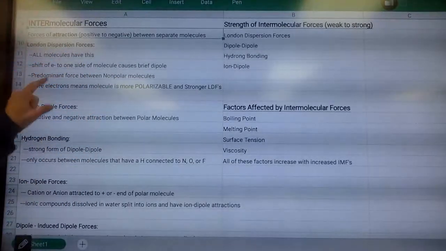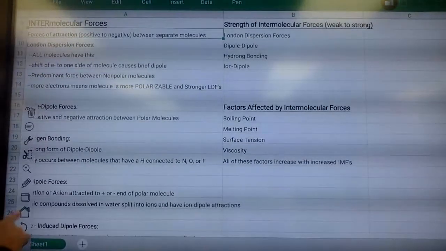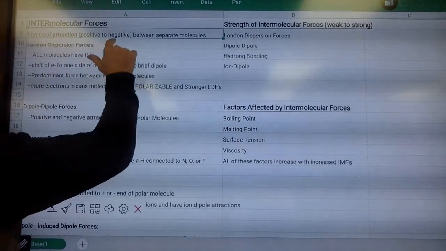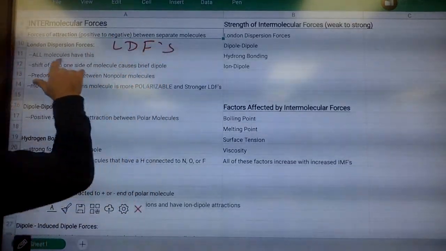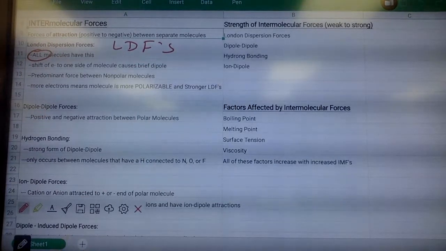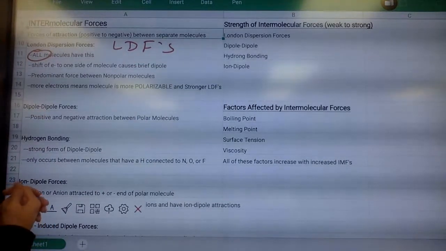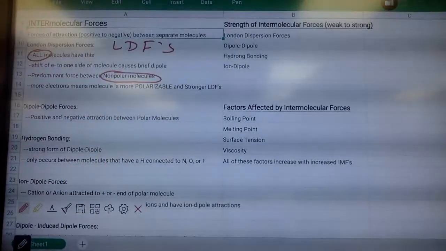So the first thing that's in all molecules are called London dispersion forces, or LDFs. So a lot of times we just write these as LDFs, London dispersion forces. All molecules have those. Every single molecule has these. Polar, nonpolar, every molecule has London dispersion forces. For nonpolar molecules, it's the only force of attraction between two nonpolar molecules.